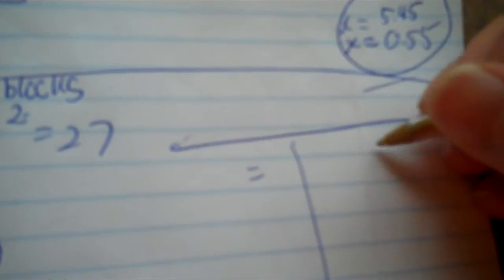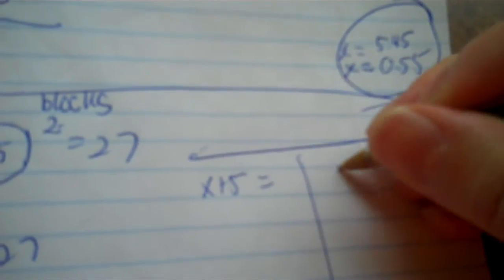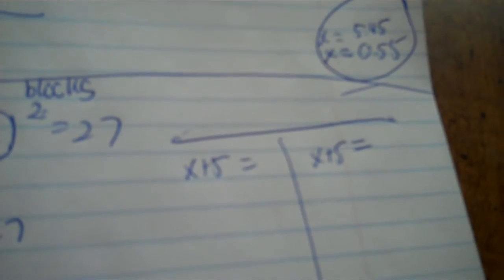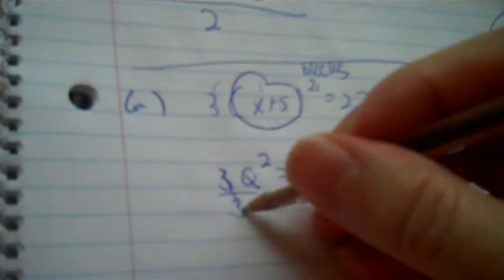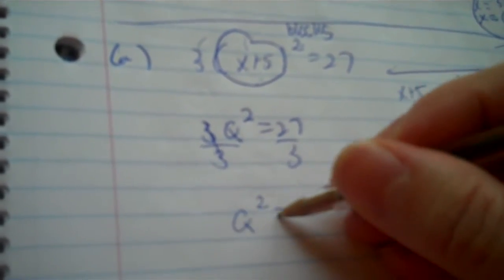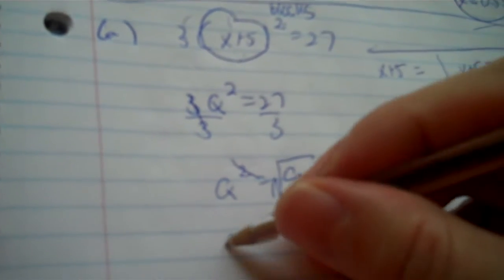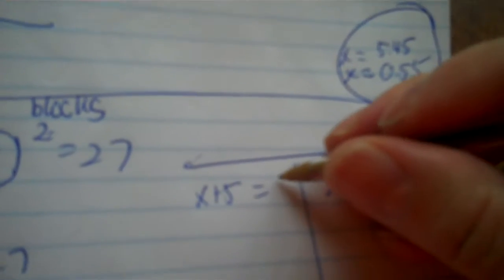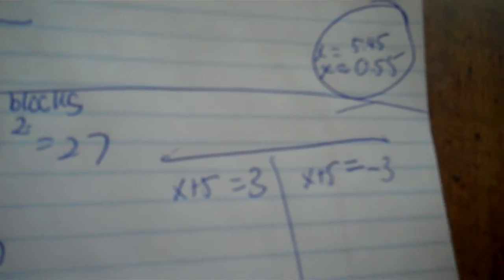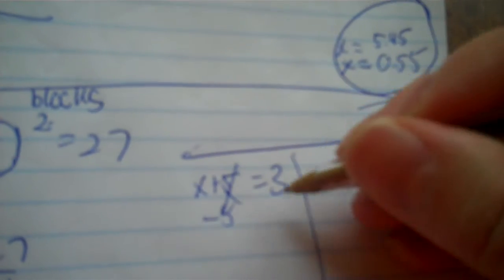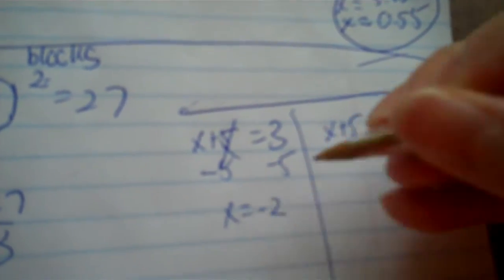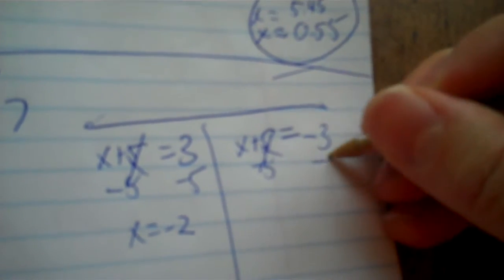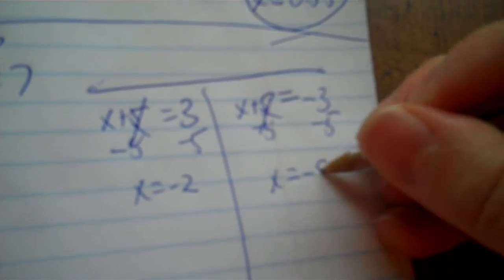Then I make a table off this side because I'm going to bring back the x plus 5. Why is there two sides? Well, we'll see that here in a second. We divide by 3. Gives me 9. And the square root of 9 is 3, but it could be positive or negative 3. That's why there's two sides. So 3, negative 3. So I minus the 5. X is negative 2. Minus the 5. Negative 3 minus 5 is negative 8.